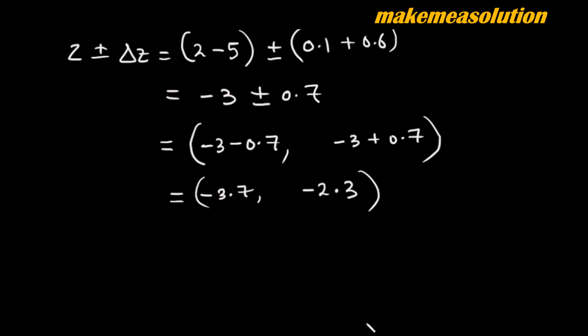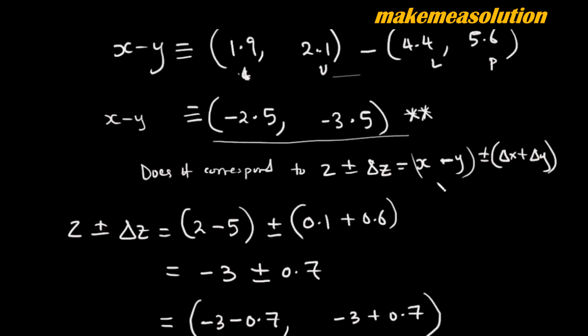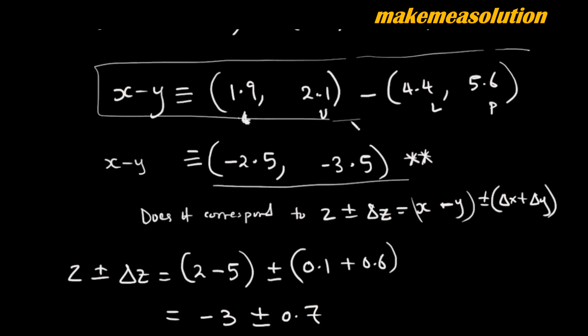So this should be z plus or minus delta z. But look at what we got here, and look at what we did here. Does it correspond? No. So something is wrong. This is where what we did was wrong. So I need to correct this place so that we will know what is happening when we subtract ranges.